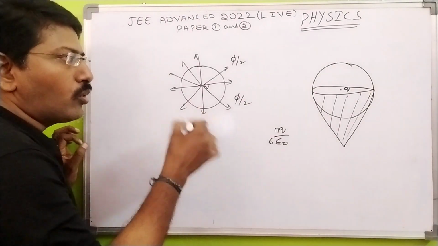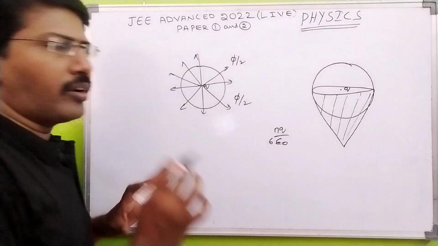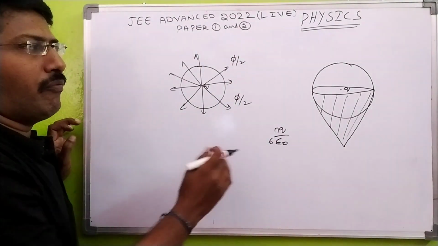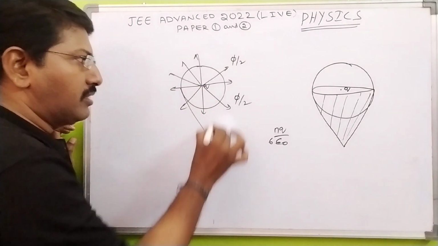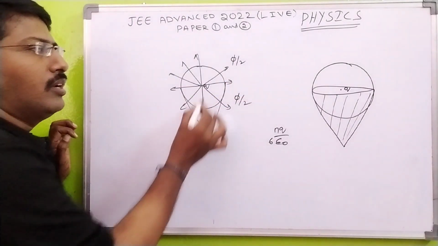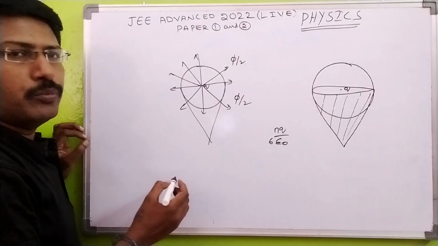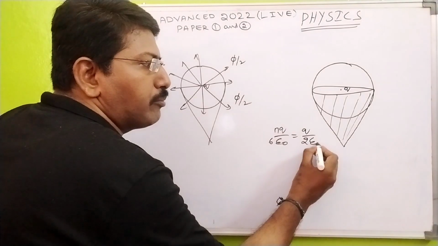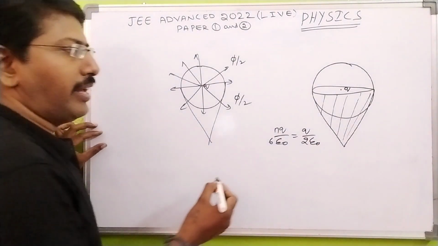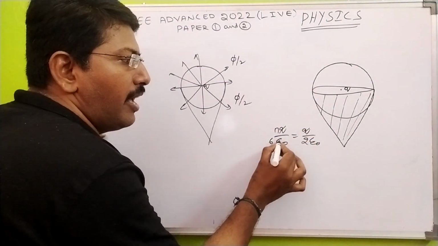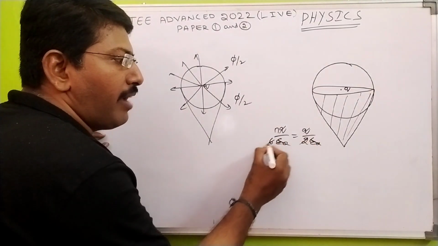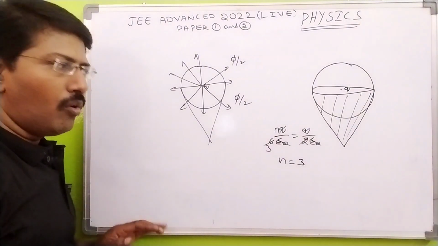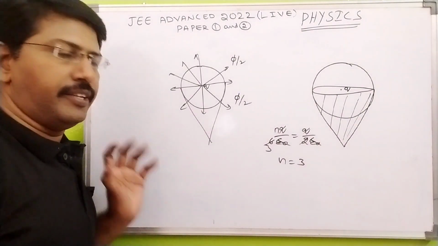Now how to calculate? Simple, I will tell you one shortcut trick here. The total flux is phi. For half of the sphere, with the cone like this, the flux is phi/2. Now I consider Q by 2 epsilon naught, so half of the flux. Here Q cancels, epsilon cancels, so this value is 3. That means N is equal to 3. So your answer is 3.